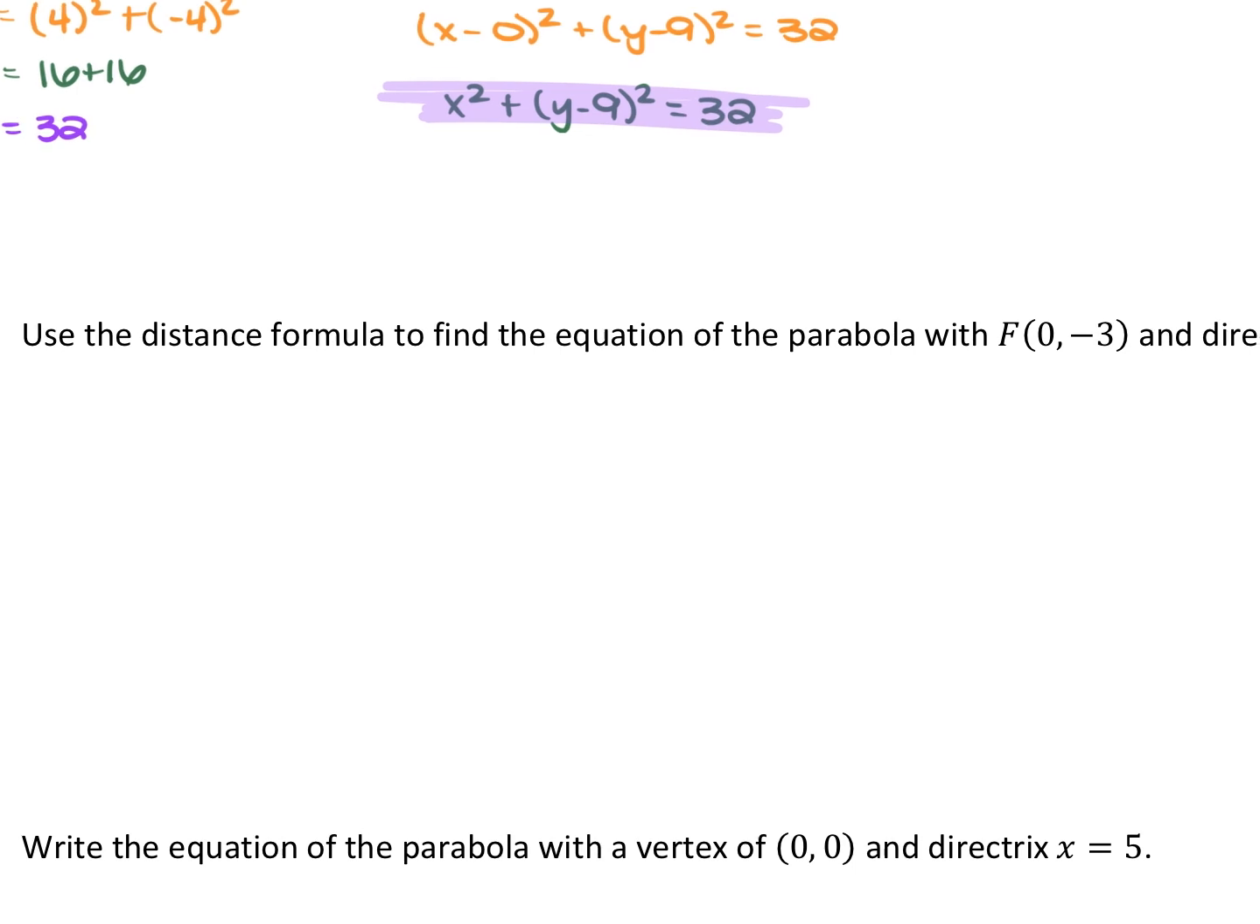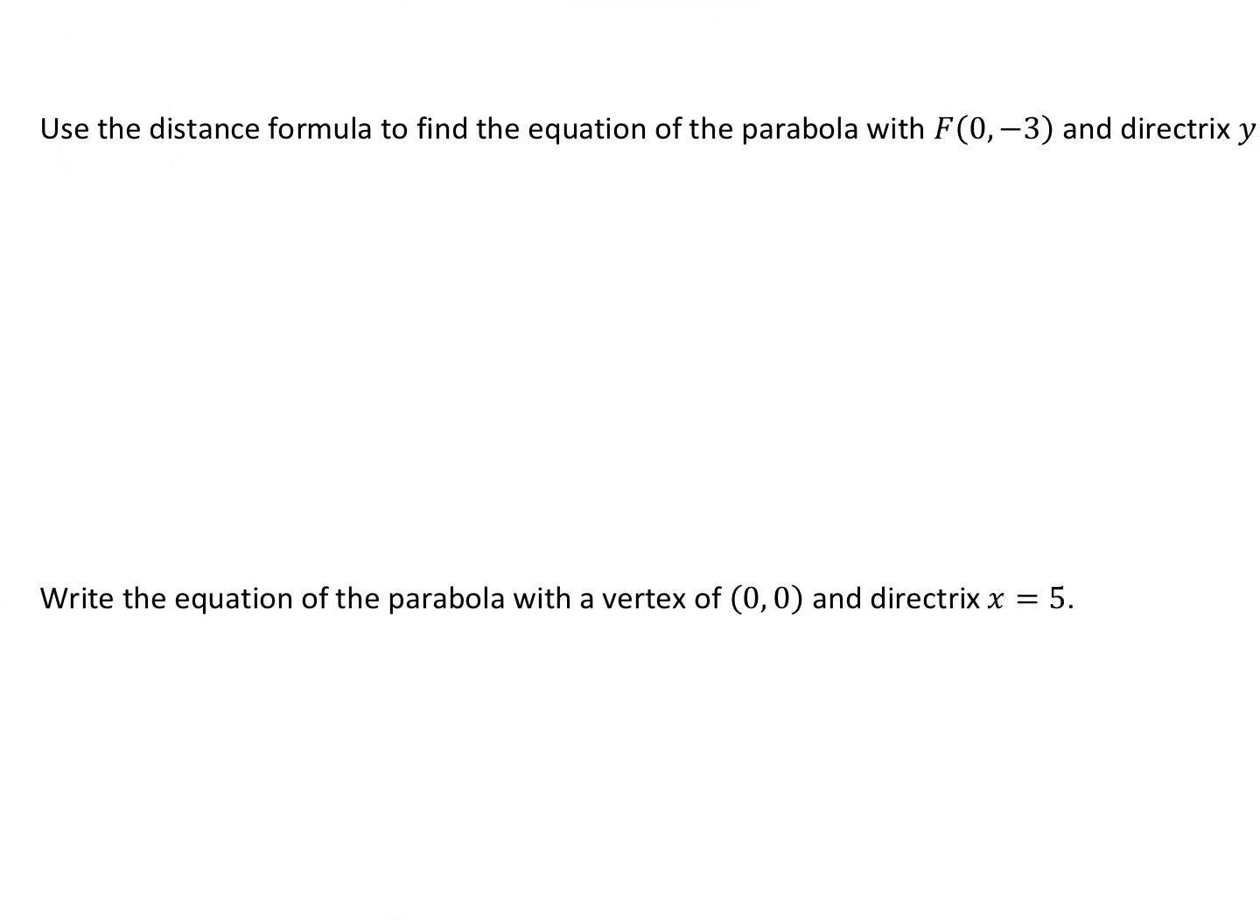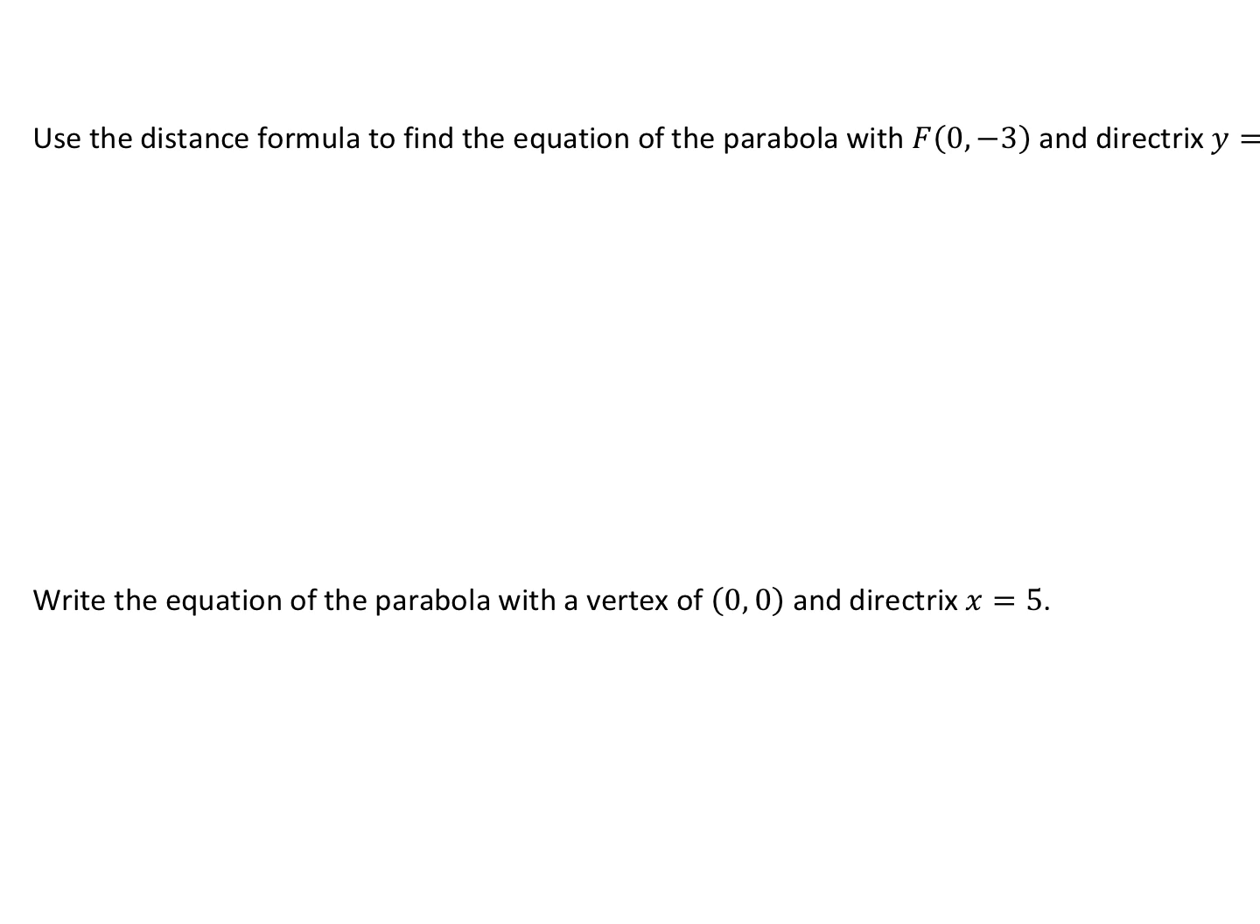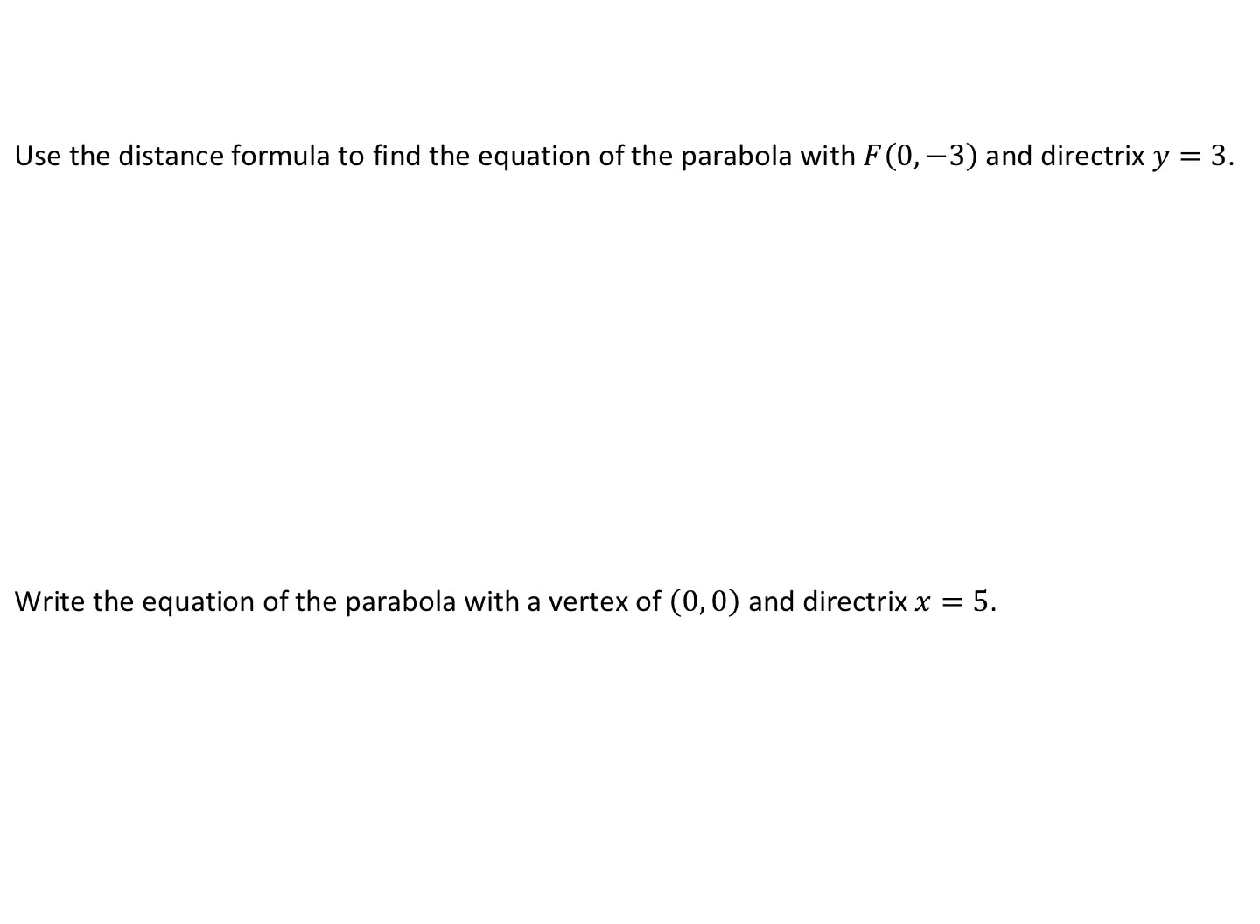For number 3, it tells us to use the distance formula to find the equation of the parabola with the focus as (0, -3) and the directrix of y is equal to 3. Your distance formula is the square root of x minus x1 squared plus y minus y1 squared is equal to the square root of x minus x2 squared plus y minus y2 squared. Our focus is going to be x1, y1. Our directrix is y2. So we're going to plug all of those values in.